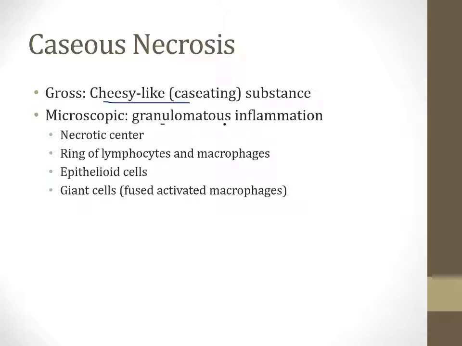Microscopically, what you see is granulomatous inflammation. However, there is a necrotic center, and that's what is forming the cheesy-like substance that you see grossly. Otherwise, the findings are typical of granulomas, which I talk about in another video. There's a ring of lymphocytes and macrophages surrounding epithelioid cells and giant cells, which are fused activated macrophages.